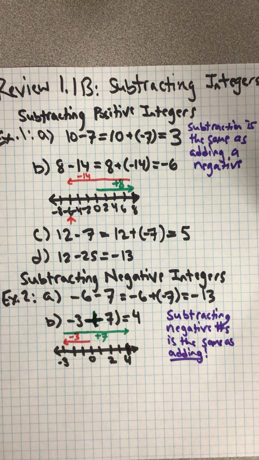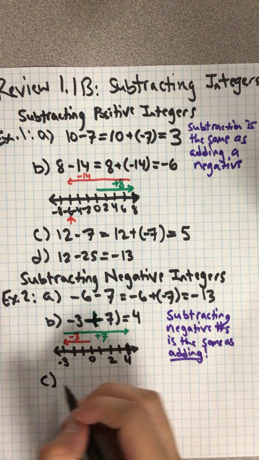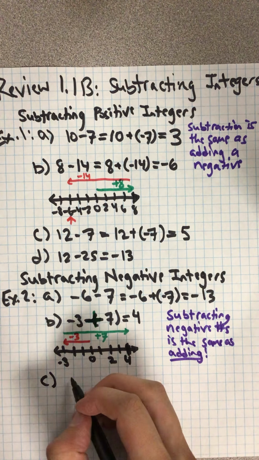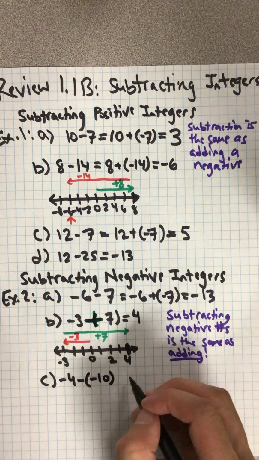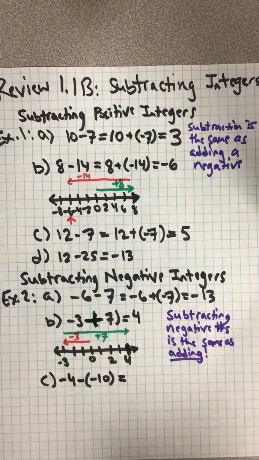All right, we're going to do one more example. You might want to pause the video, give yourself an opportunity to solve it on your own first. This last one is -4 minus parenthesis -10. We've got to find out what that equals. So you might want to pause here if you want to do it on your own. I'm just going to barrel through it.